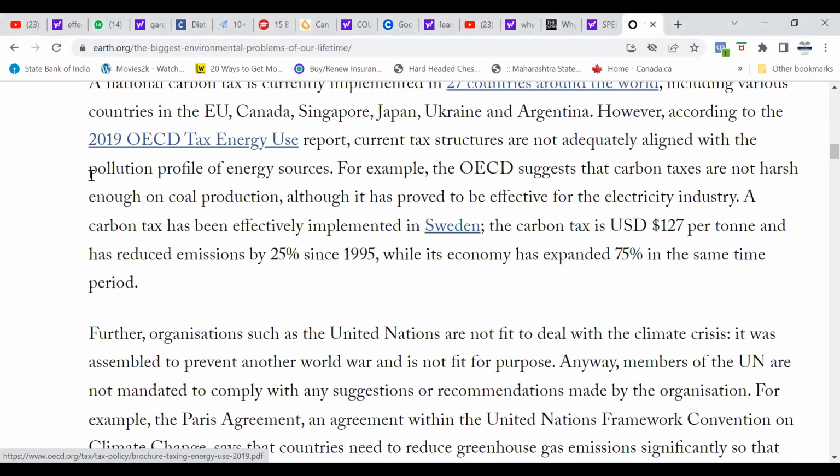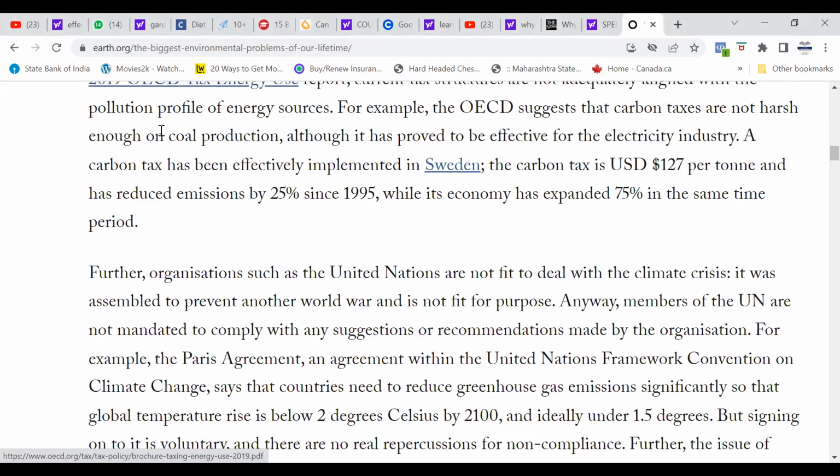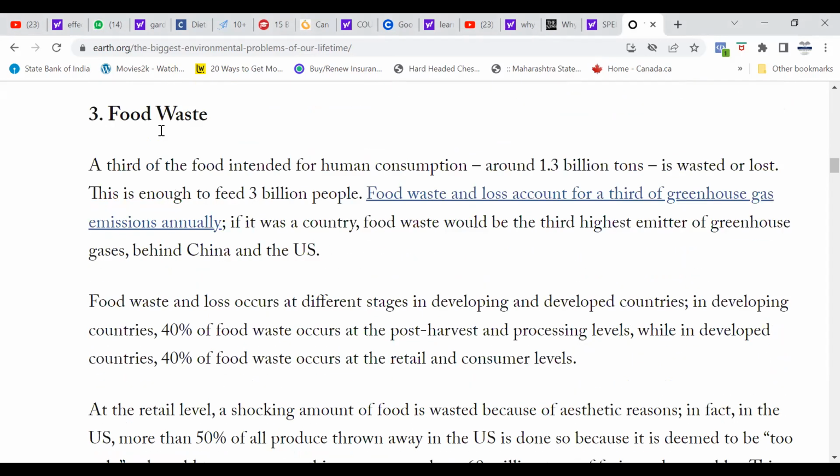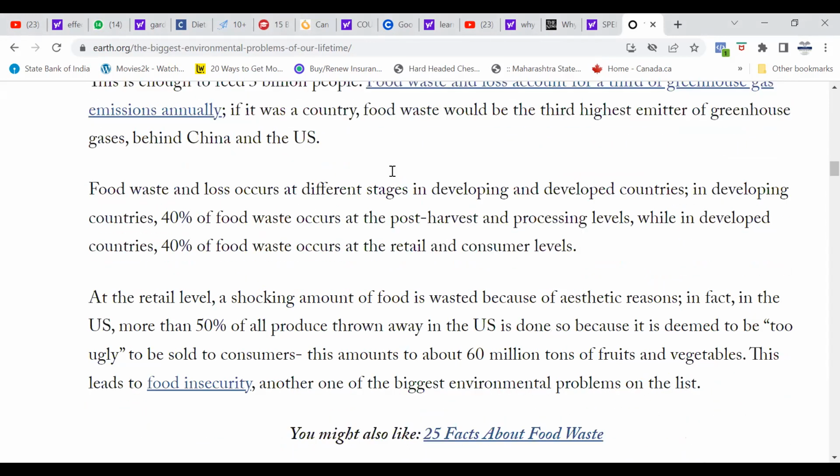Now it can be any government. You can use Sweden, you can use Singapore, Paris, France, any government. Food waste. We are wasting food. People say, so what? I paid for it, I can waste it. No, but a third of the food intended for human consumption is just being wasted.